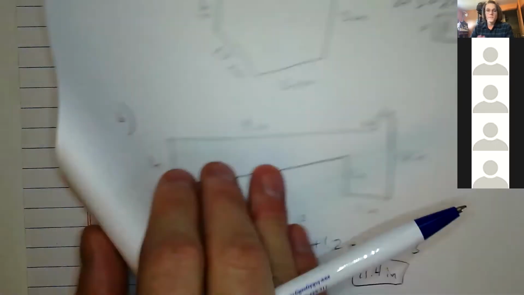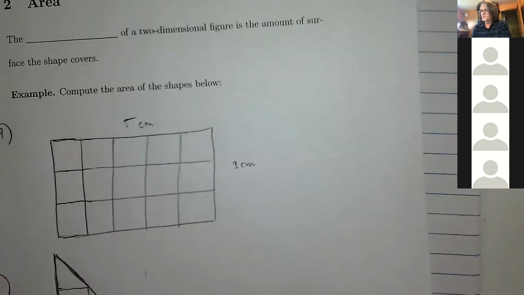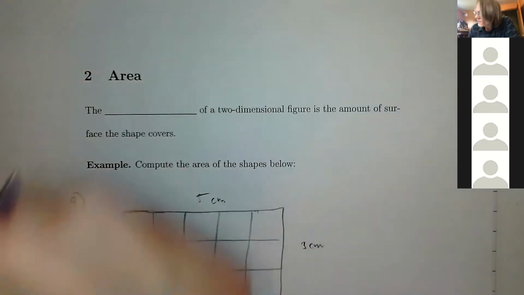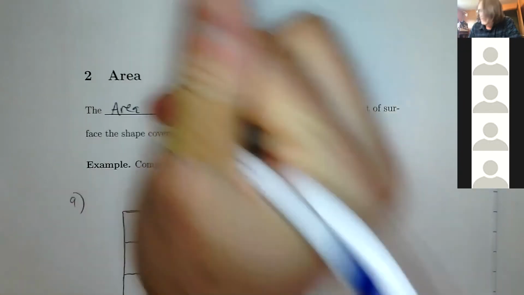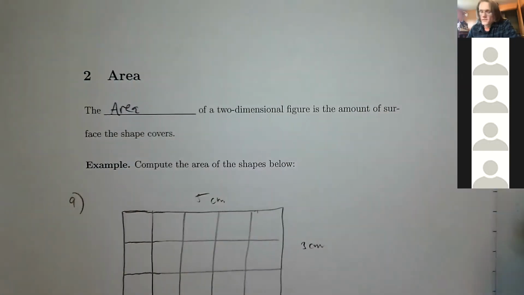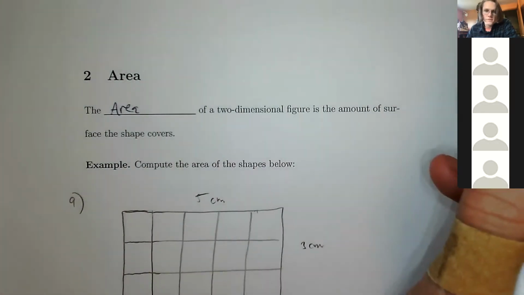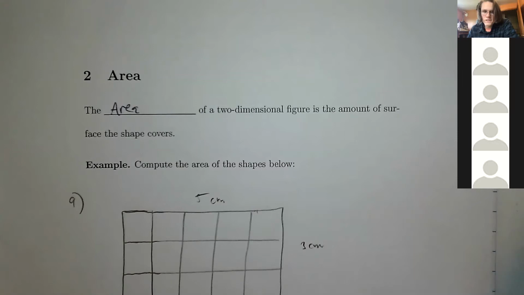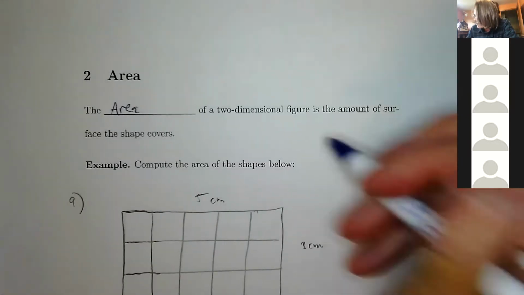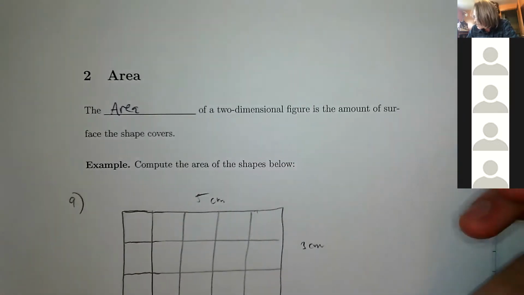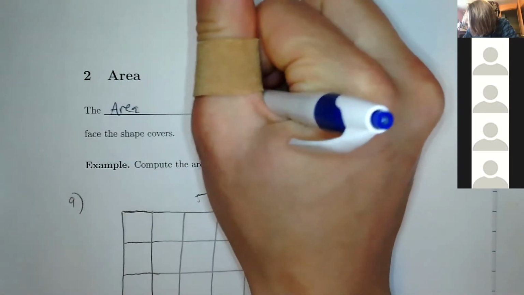All right. So we have perimeter, and as I said, the other topics we want to talk about are area and volume. Volume we won't do today, I don't think, but we will do area. The area, it's kind of silly, I put a blank there. The area of a two-dimensional figure is the amount of surface the shape covers. You could put closed there.